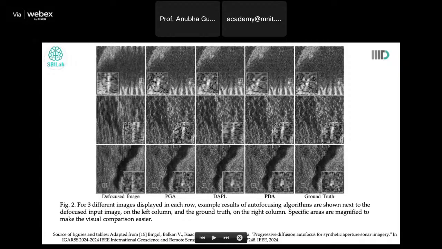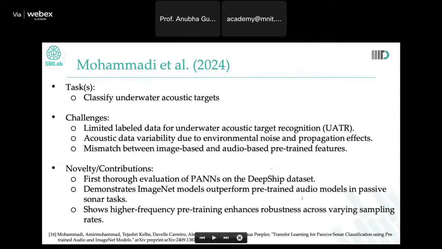So DAPL, for example, this is PDA, progressive diffusion autofocus. DAPL was the previous method. PDA is the progressive diffusion autofocus method, and you can see that it's really able to do a good job. At least here you can see it is able to do a good job, and here also it is able to detect with clarity. It's not there in the autofocus, so it is able to show with clarity.